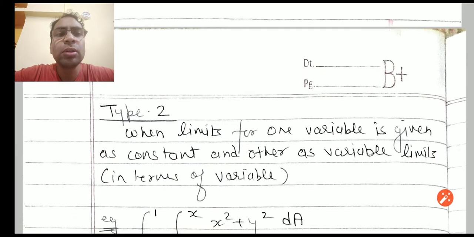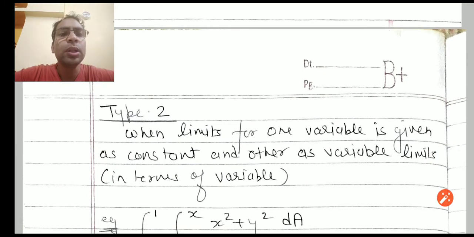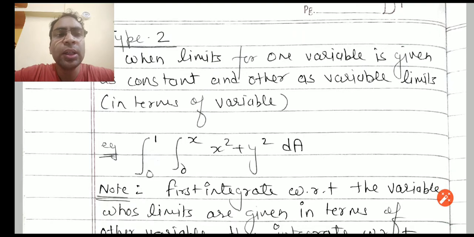Now let's talk about type number 2, where the limits for one variable are given as constants and the other limits are given in the form of the other variable. So let's see the example.